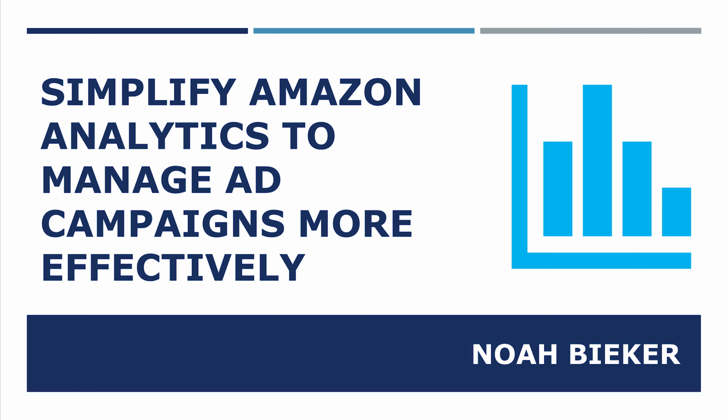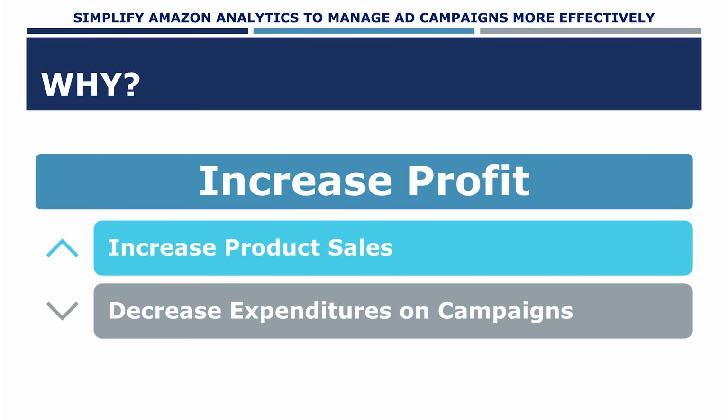My final project is to simplify Amazon Analytics to manage ad campaigns more effectively. Why do we want to do this? Because we want to increase profit. We can increase profit in two ways. One, increase product sales, or two, decrease expenditures on campaigns. The goal of this project is to make it easy for sellers to identify which campaigns are doing well and increase the budget on those campaigns, or which campaigns are doing poorly and need work.